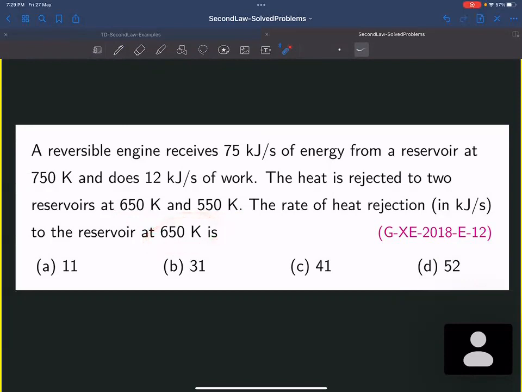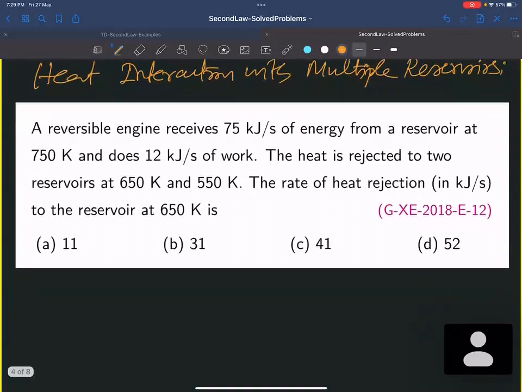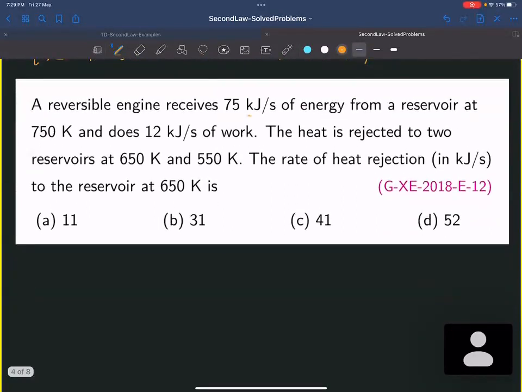This is slightly involved, but not to worry. We will discuss this. I will write the title now. So this is about heat interaction with multiple reservoirs. Fine. We'll represent this schematically. Now kilojoules per second, simply you can take it as kilowatt. Joules per second is what? Kilojoules per second. So kilowatt. So we'll represent the diagram.